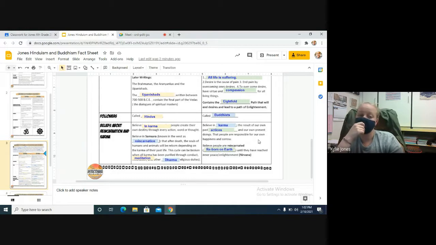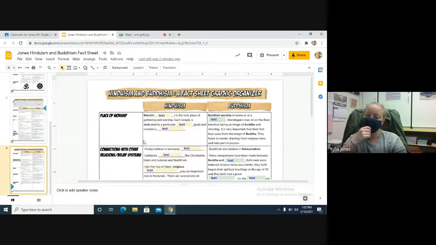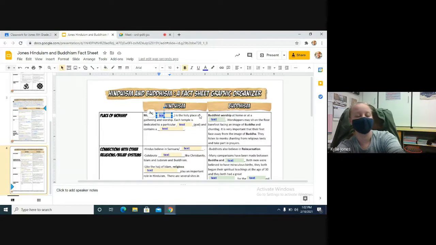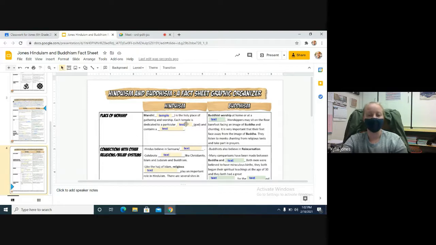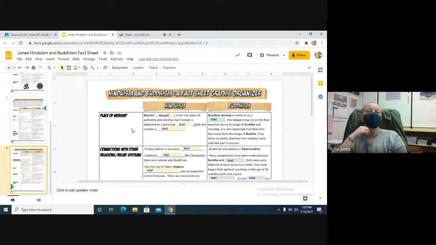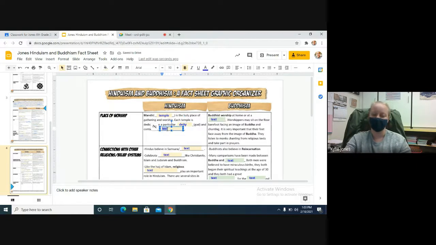Everything is possible. Alrighty, let's look at slide number 4 and keep working on this. Slide number 4, we've got a couple of things to do. We're going to start with the place of worship, which means where they go to church, basically. So, mandir, which is also called what? Temple. Is the holy place of gathering and worship for Hindus. Each temple is dedicated to a particular blank and contains a blank. Yeah, a deity. So each temple is dedicated to a particular deity, and then it contains a what? A shrine to that deity.